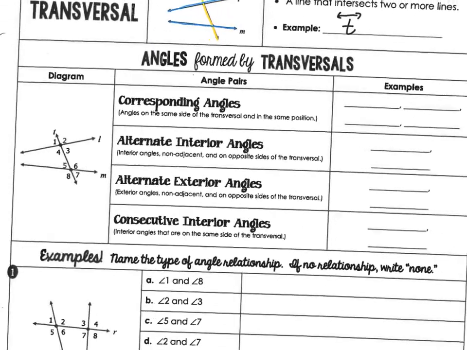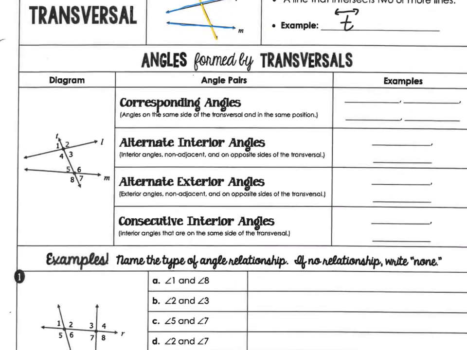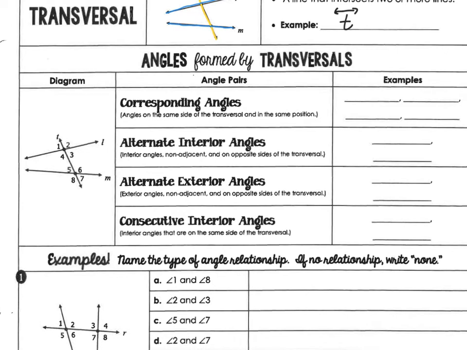All right, so now when we're looking at transversals create different types of angles, and that's what we're going to work on the next week or so. Okay, so if we look here at corresponding angles, it says angles that are on the same side of the transversal and in the same position. So if we're looking at this, this is a box and this is a box of angles.